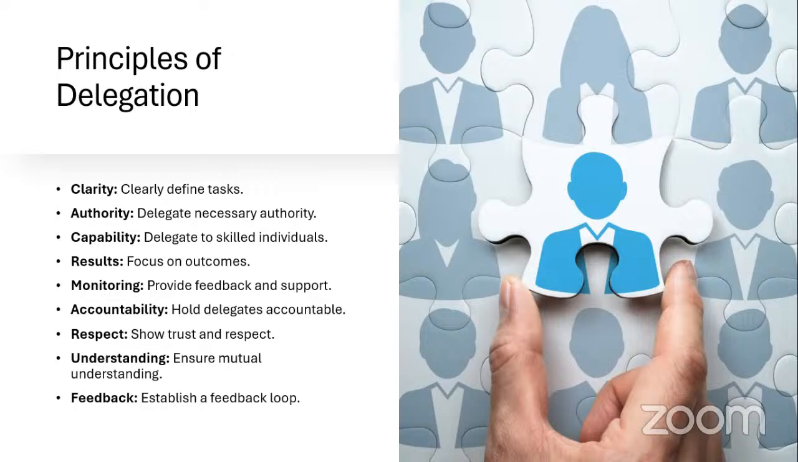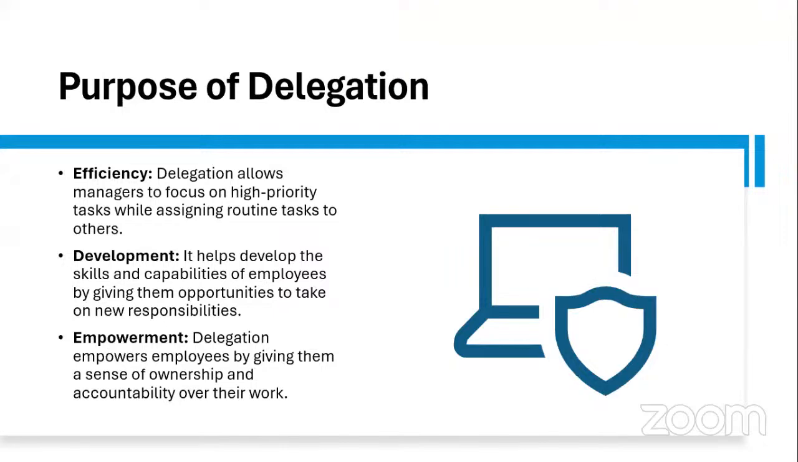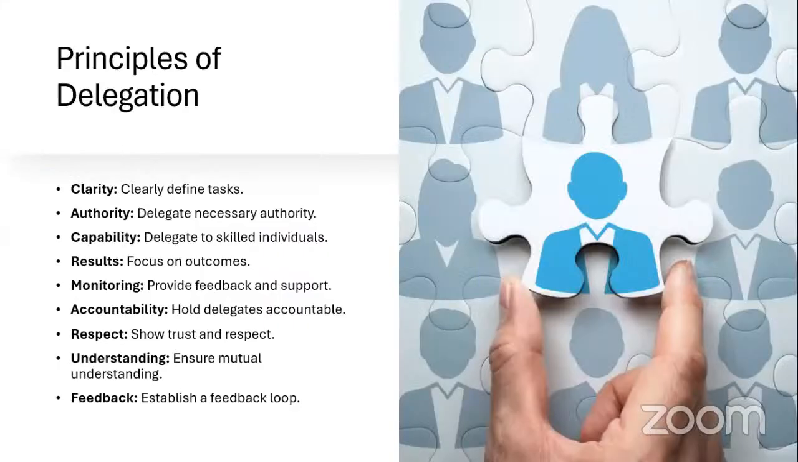The results: the focus is on the outcomes. Remember what I said, that one of the purposes is efficiency. So we need outcomes. It could be efficiency, it could be development. So the purpose must be defined. When the purpose is defined, then we'll know what the result is expected.